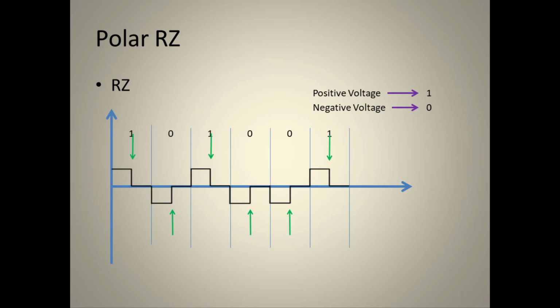As we can see, the green arrows show that the signal is returning to 0 in the middle of the bit. That is why it is called RZ. So return to 0 means what? The signal returns to 0 before the completion of the bit. For 1 it starts from a positive voltage and comes to 0 in the middle of the bit. For 0 it starts from the negative voltage and comes to 0 in the middle of the bit. So this is the scheme, that is why it is called RZ, return to 0.